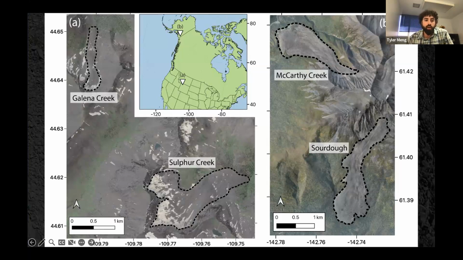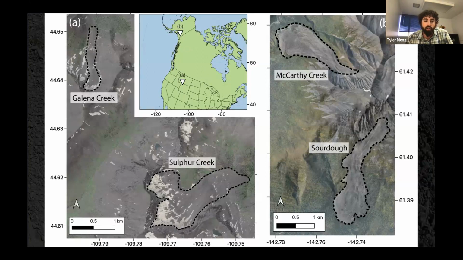So you can see our Wyoming site here. We have Galena Creek Rock Glacier, which is one of the most well-studied rock glaciers, definitely in North America and even in the world. And that's really thanks to Noel Potter Jr. and his work going back to the 1960s, where he started characterizing boulder positions and making some of the first geomorphic observations at that Galena Creek site.